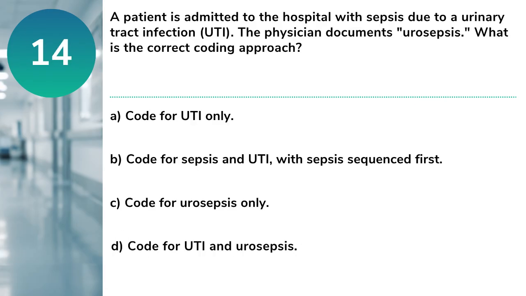Question 14. A patient is admitted to the hospital with sepsis due to a urinary tract infection, UTI. The physician documents urosepsis. What is the correct coding approach? A. Code for UTI only. B. Code for sepsis and UTI, with sepsis sequenced first. C. Code for urosepsis only. D. Code for UTI and urosepsis.